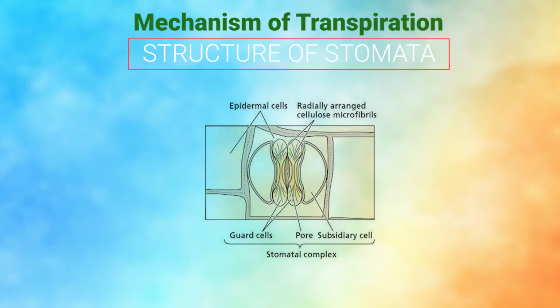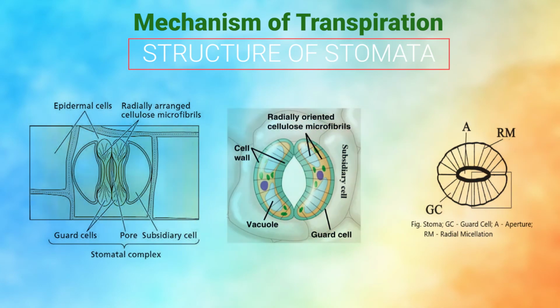The inner wall of the guard cell is thick as compared to the outer wall. Each pair is joined at the ends. The cell wall of the guard cells possesses cellulosic microfibrils. These cellulosic microfibrils are oriented around the circumference of the elongated guard cell in a radiating manner from the center of the stomata. This microfibrillar arrangement is known as radial micellation.